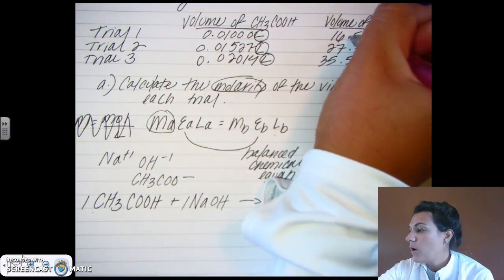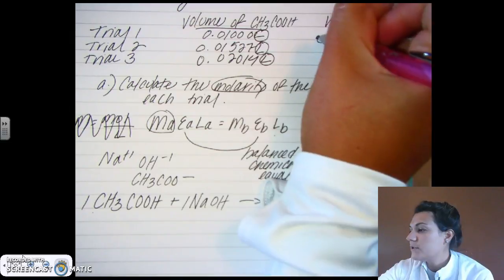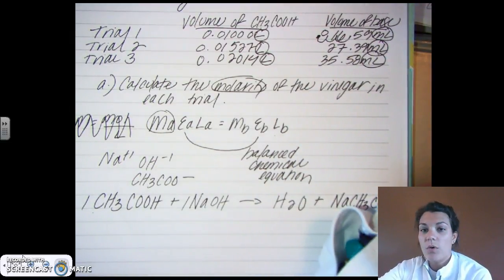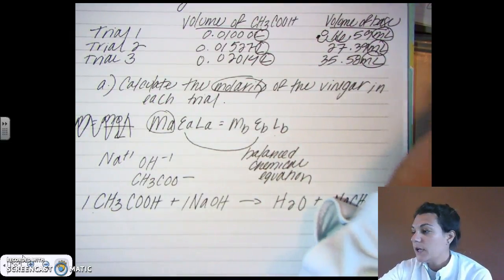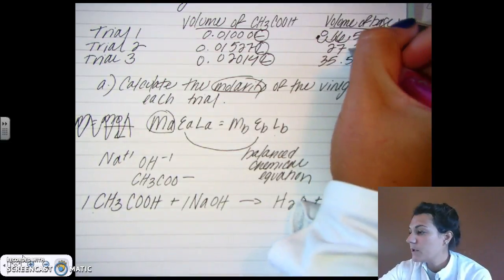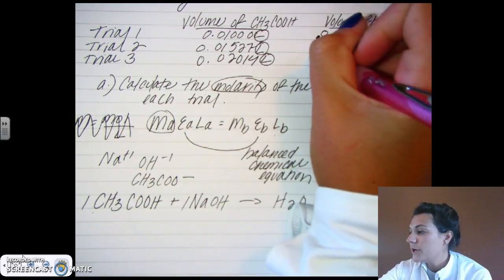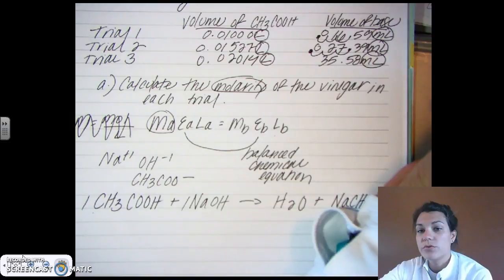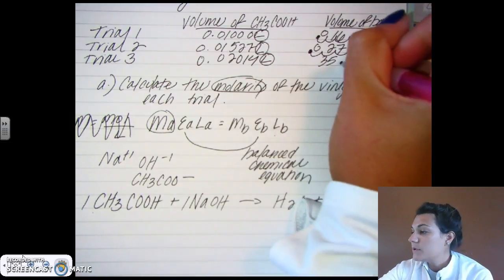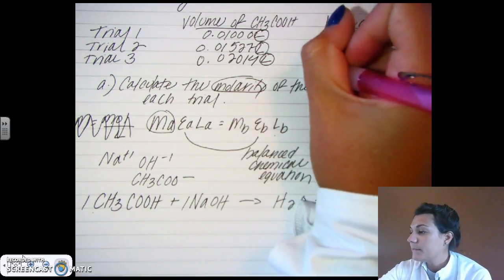So I'm going to go 1, 2, 3. So that'll be 0.01659. And now we're talking about liters. Same thing here. 1, 2, 3. So it'll be 0.02739. I'm going to do the same thing here. 1, 2, 3.